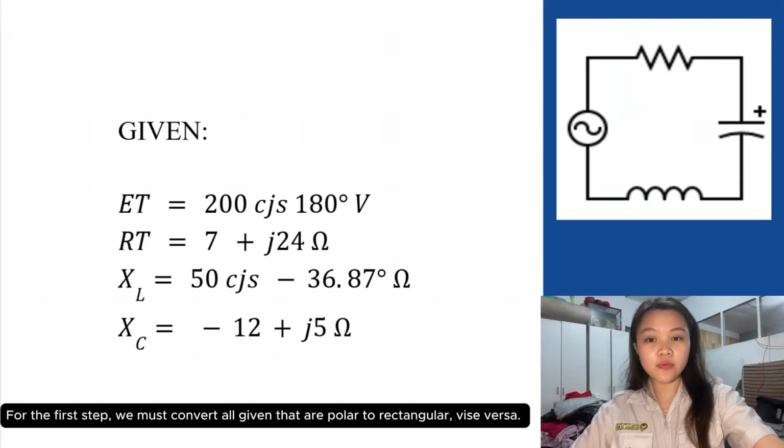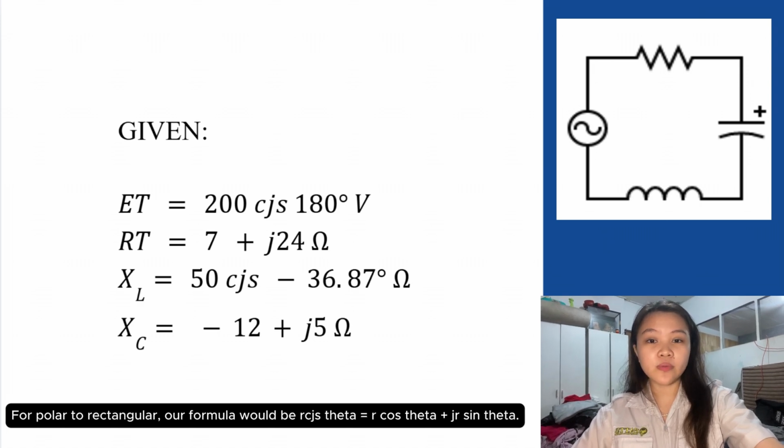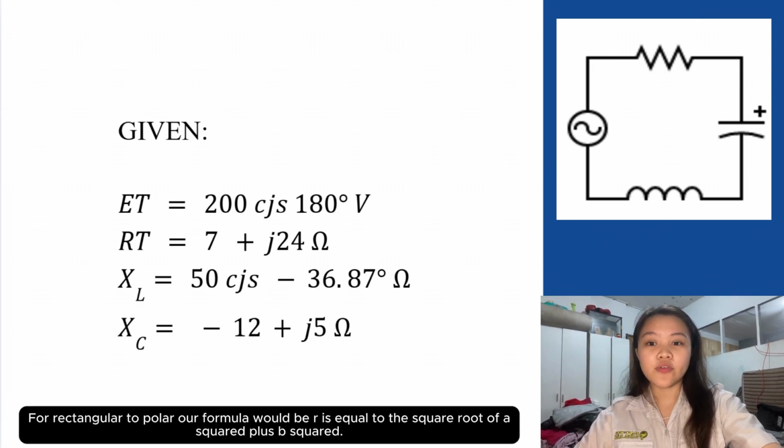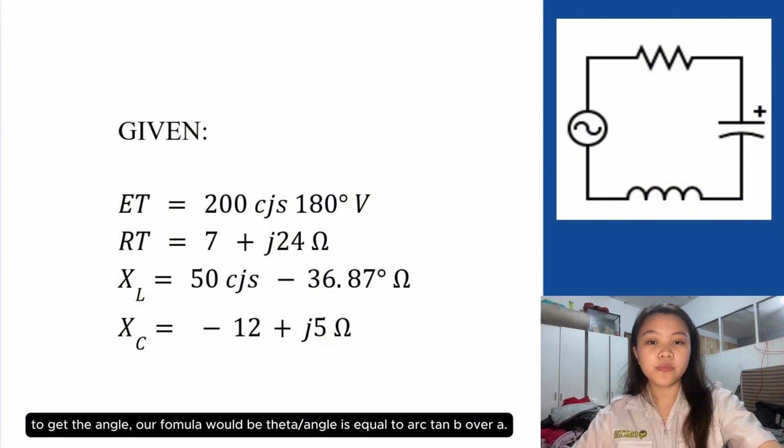For the first step, we must convert all given values that are polar to rectangular and vice versa. For polar to rectangular, our formula would be r∠θ is equal to r cosine θ plus j r sine θ. For rectangular to polar, our formula would be r is equal to the square root of a squared plus b squared. And to get the angle, our formula would be θ, or angle, is equal to arctan b over a.